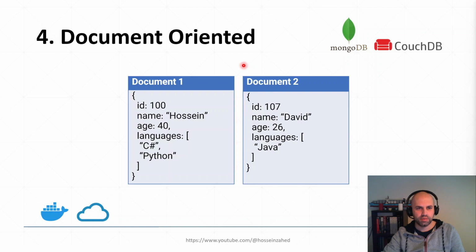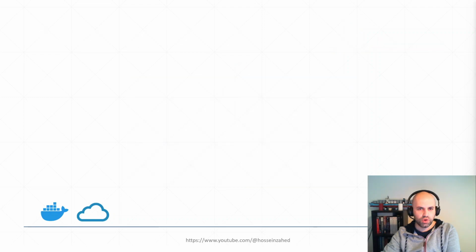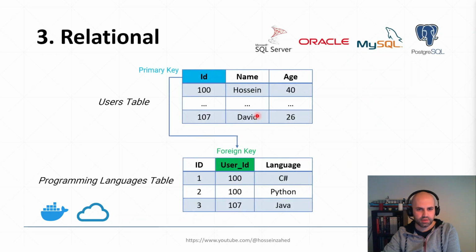The fourth paradigm is document-oriented databases. In this space, we have separate documents, and each document is a holder of a certain dataset. If we just go back to the previous paradigm, we separated datasets into separate tables. What if we want to keep all the information which is related to Hossein in one document instead of splitting it into several tables or sections?